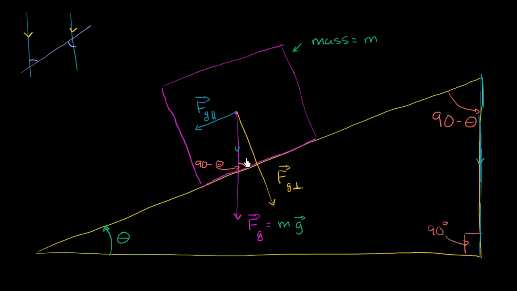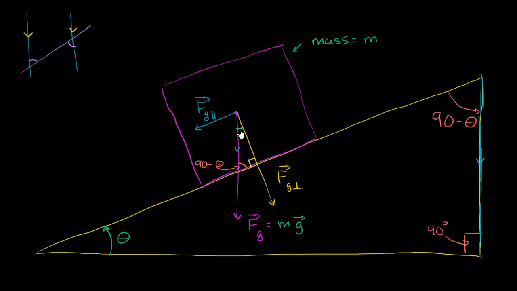Now, given that, can we figure out this angle? Well, we're assuming that this yellow force vector right here is perpendicular to the surface of this plane, or perpendicular to the surface of this ramp. So that's perpendicular. This right here is 90 minus theta. So what is this angle up here going to be equal to? This angle, let me do it in green. What is this angle up here going to be equal to? So this angle plus 90 minus theta plus 90 must be equal to 180.